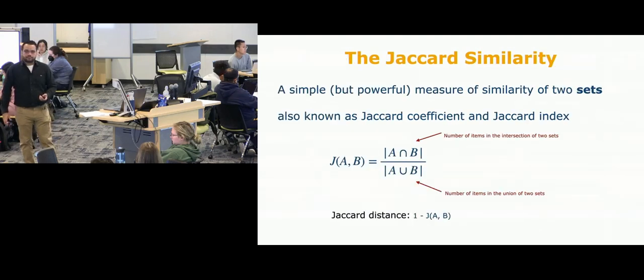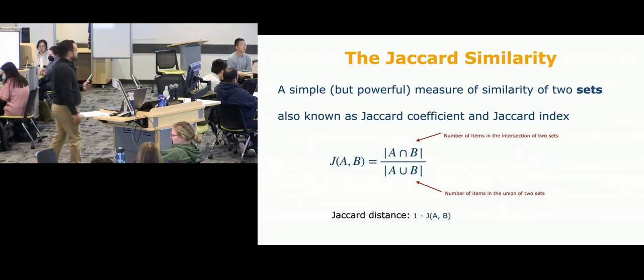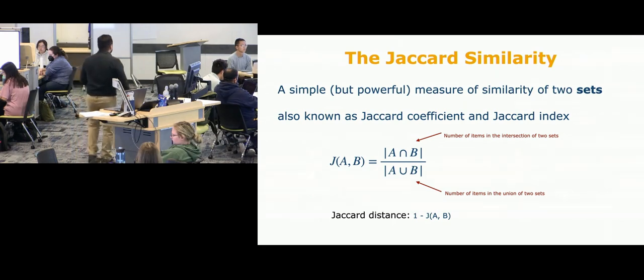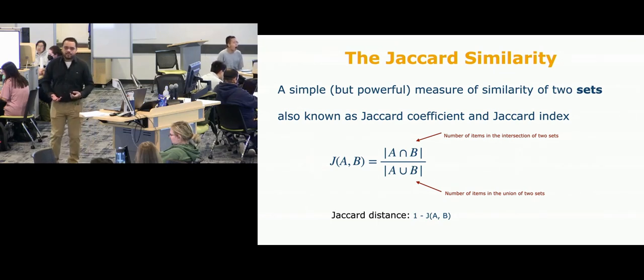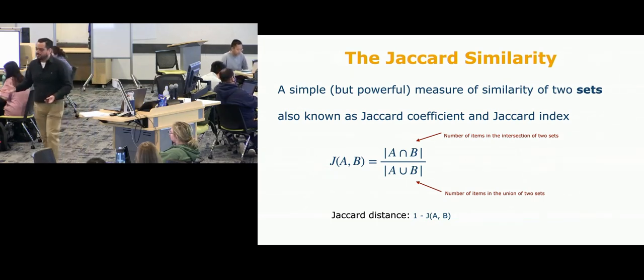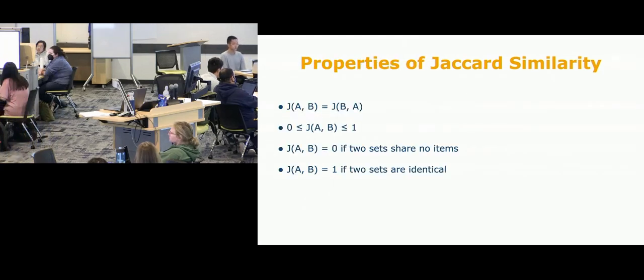Okay. So based on this, we come up with this measure of similarity of two sets, also known as the Jaccard index. So what's the Jaccard index? It's the number of items in the intersection divided by the number of items in the union. And Jaccard distance is conversely 1 minus the Jaccard similarity. Properties of Jaccard similarity: it's symmetric. Similarity between A and B is the same as between B and A. It lies between 0 and 1. Similarity is 0 if they share no items, and similarity is 1 if the two sets are identical.